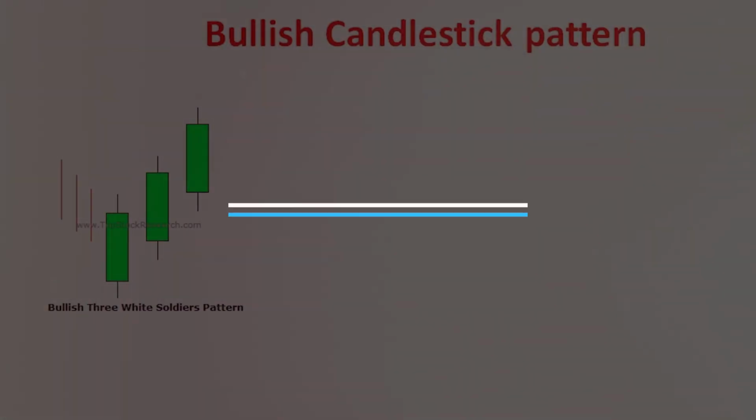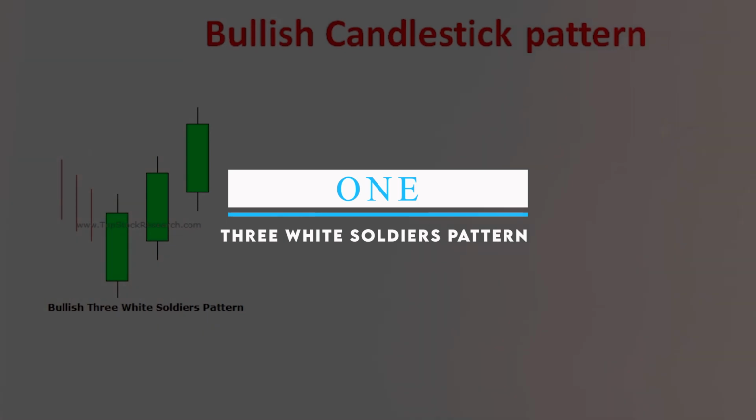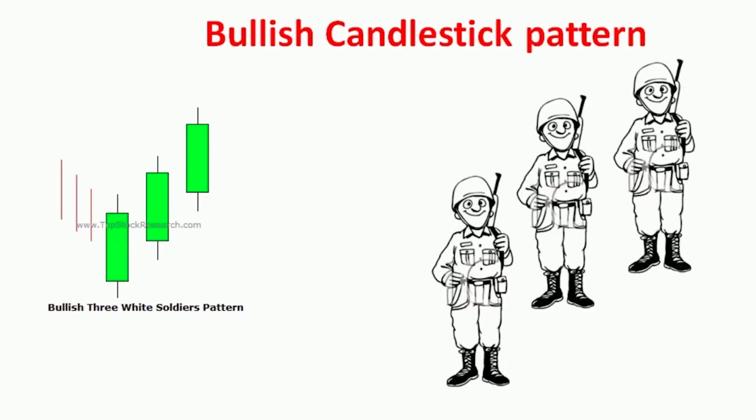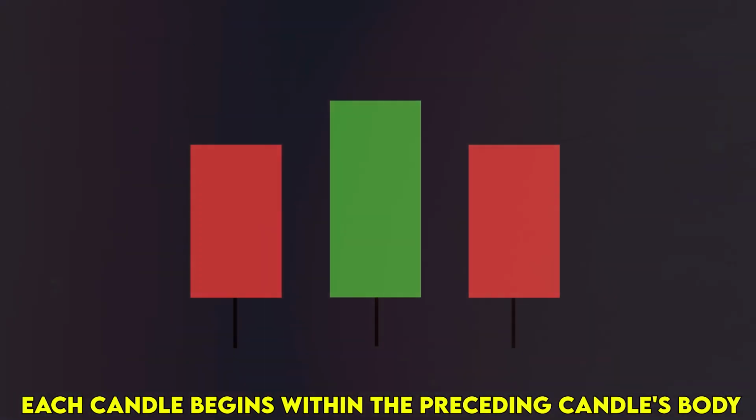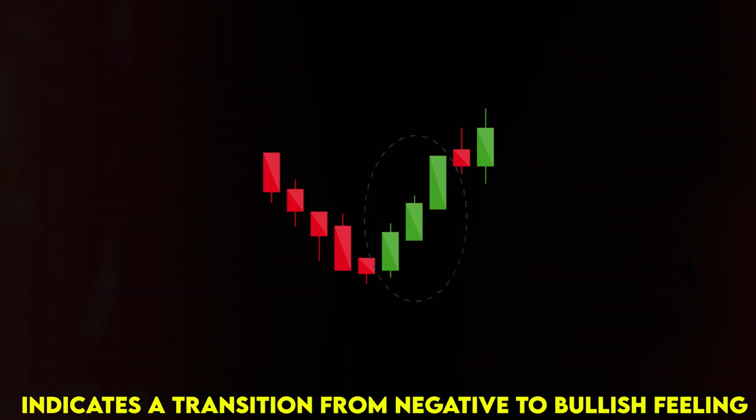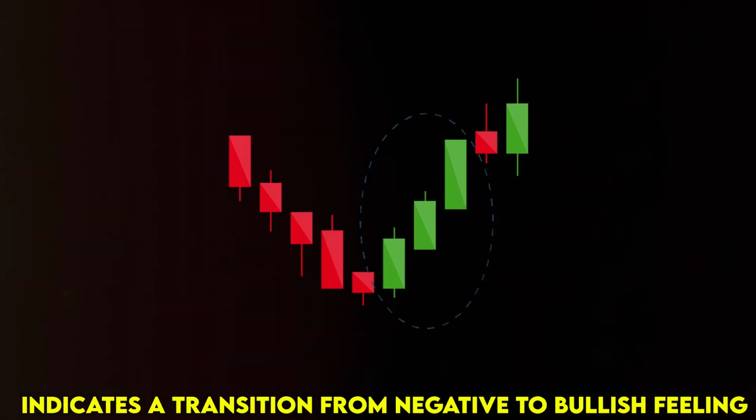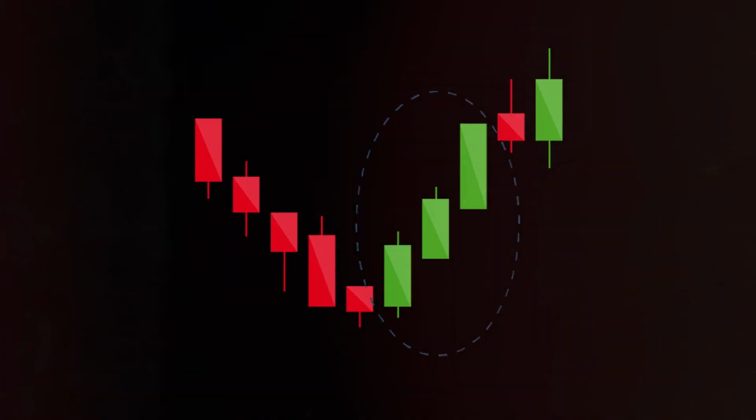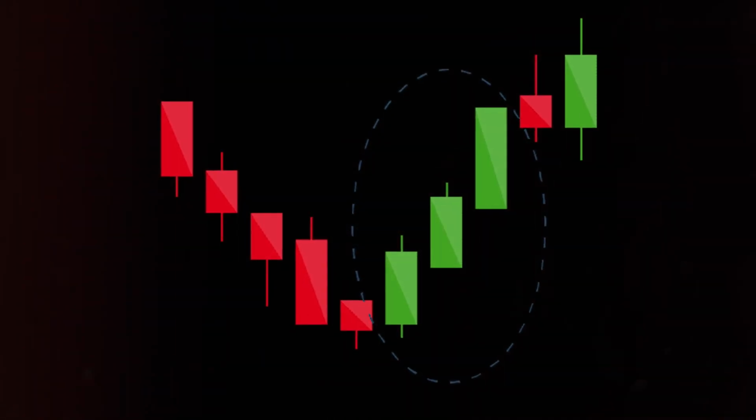1. The three white soldiers pattern is a bullish reversal indication characterized by three successive, lengthy white or green candles with higher closures. Each candle begins within the preceding candle's body and closes around its peak, indicating ongoing purchasing pressure. The three white soldiers pattern indicates a transition from negative to bullish feeling and frequently precedes major uptrends.